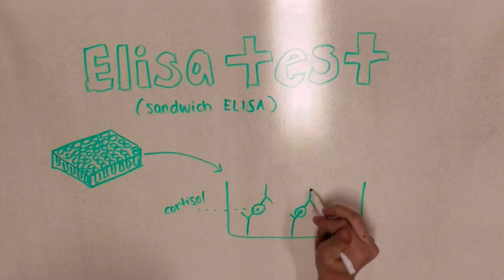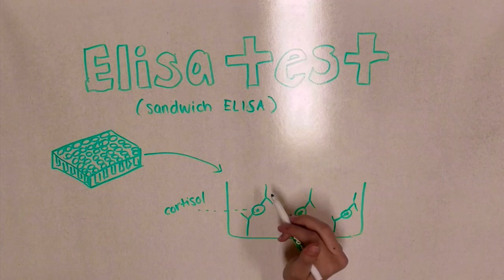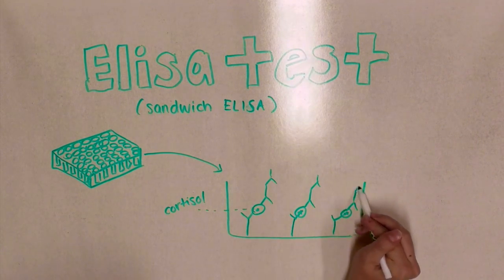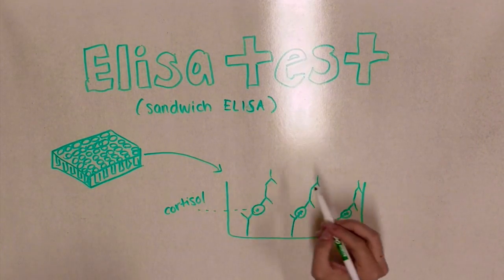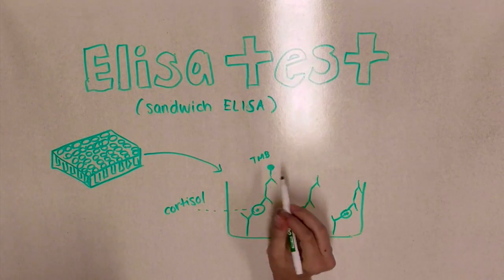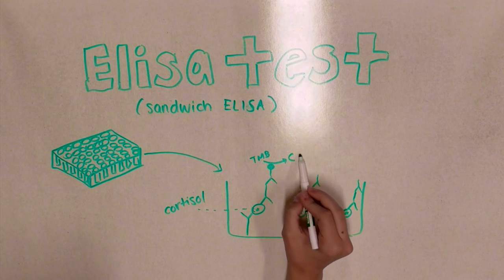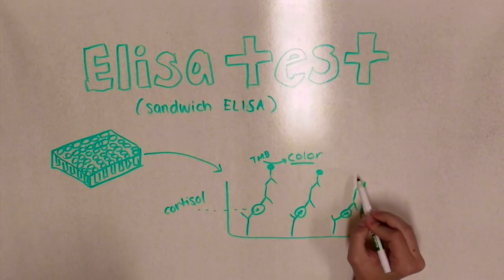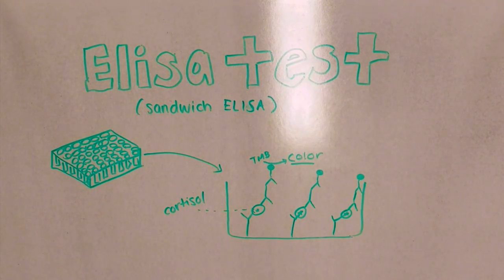A detecting antibody is added, which binds to the already bound cortisol. A final enzyme-bound antibody is added, which binds to the detecting antibody. Then, the sample is flushed, and tetramethylbenzidine is added, which is converted by the enzyme into a colorful output. The darker the color, the greater the amount of cortisol.